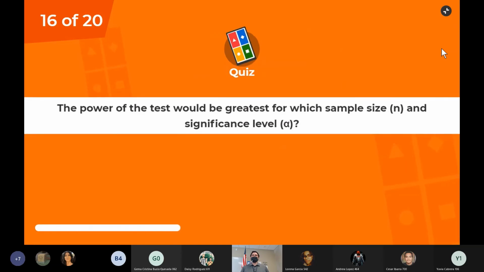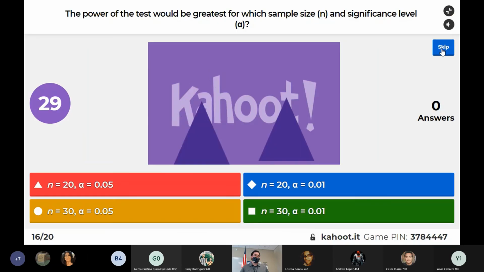The power of the test would be greatest for which sample size n and significance level alpha? Remember, the power of the test is the probability of correctly finding evidence for the alternative hypothesis when the alternative hypothesis is true.